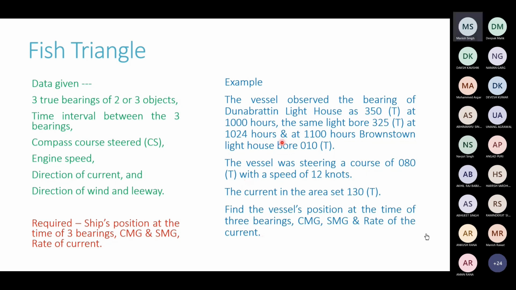So you can see here they have given us three bearings, 1000 hours, 1024 hours, and 1100 hours from two different points. The first two bearings are given from Duna Breton lighthouse. The third bearing is given from Brownstone lighthouse. The course steered and engine speed are given. The set of the current is given, and the rate of current is required to be found out. So let's proceed ahead.